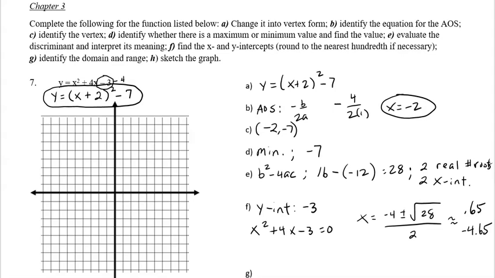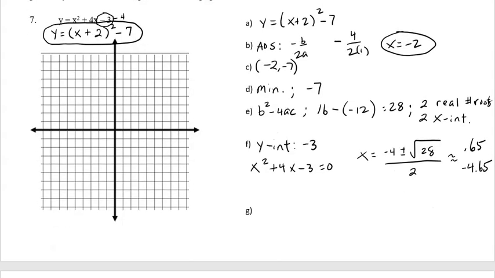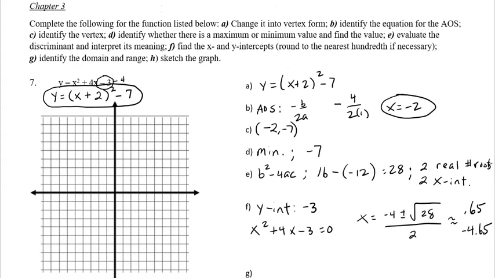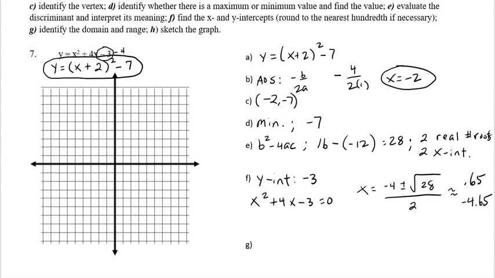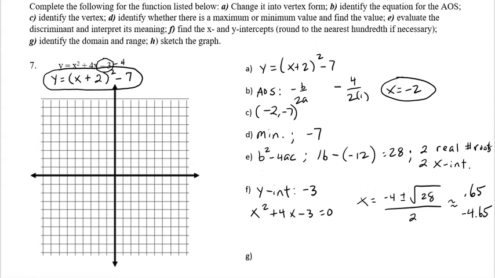And actually, we're at the point now where we got to do the domain and range, and then we'll sketch the graph. Let's just go ahead and sketch the graph, and that might make it a little bit easier to see what the domain and range are. All right, so vertex is -2, -7. All right, so that's right there.